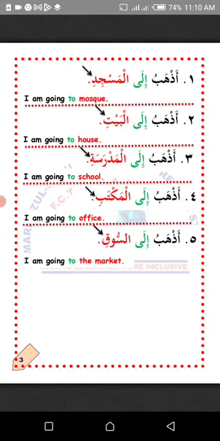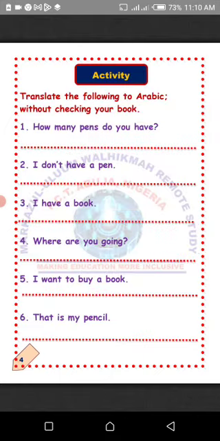Number 5. أذهب إلى سوق. I am going to market. I hope you understand. MashaAllah. Now the activity. Translate the following to Arabic without checking your book.